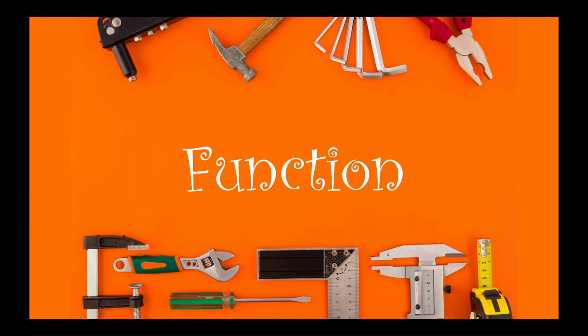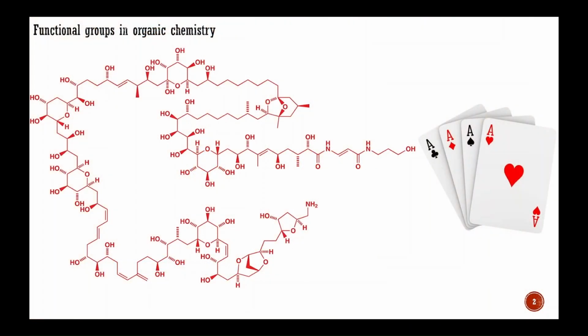Hello, everyone, and welcome to the concluding lecture in our series on organic chemistry. The vast variety in organic chemistry arises from the numerous ways carbon chains and rings can be constructed and the diverse selection of functional groups that can be attached to them.